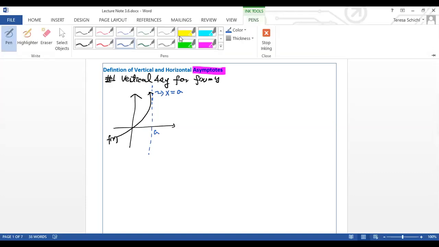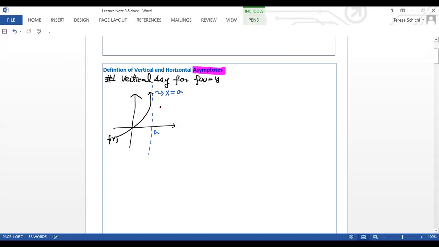Or you can approach from many different directions. Your function can go down like this, and this is an asymptote also, because this red function, g(x), can also get closer and closer to the line. So you can approach from different directions. That's what we call the vertical asymptotes.